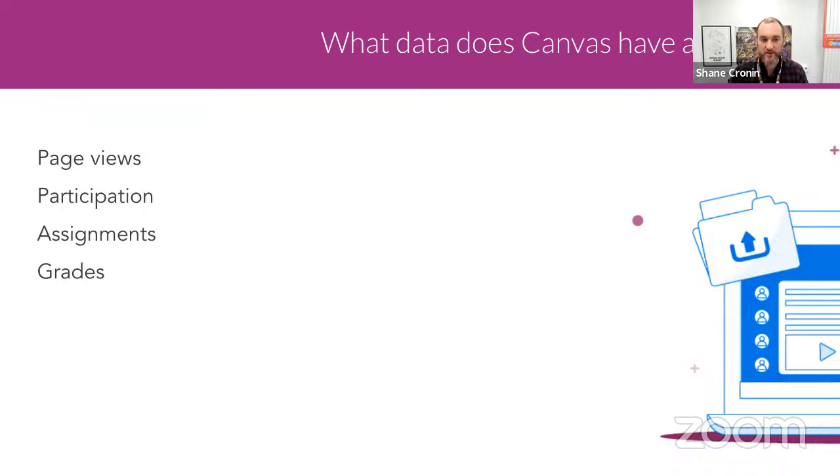It can be files and items, whatever you have in your module under your weekly structure, your topic structure. Participation really talks to discussions and assignments and things like that. Assignments also have their own data associated with them, and then grades as well. So this data bubbles up, and through things like the new analytics tool and the grade center, we can interpret those and use them to benefit our students and check in with them.